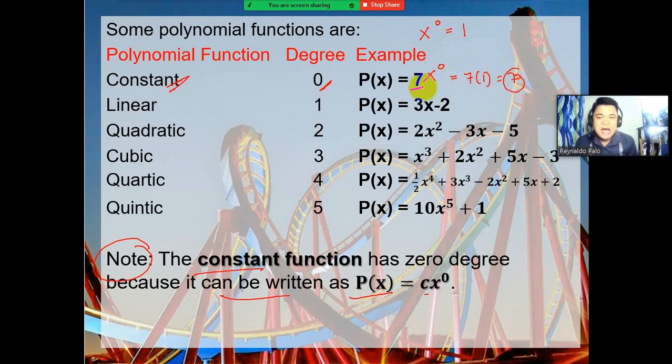So take note, if you are going to be asked what is the degree of a constant function, it is 0. It is 0. Next, we have the linear.